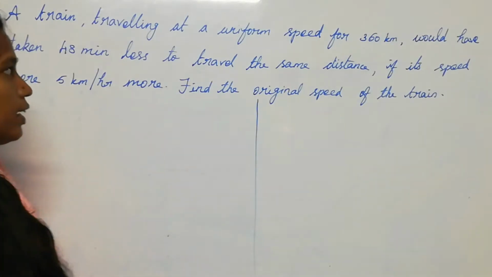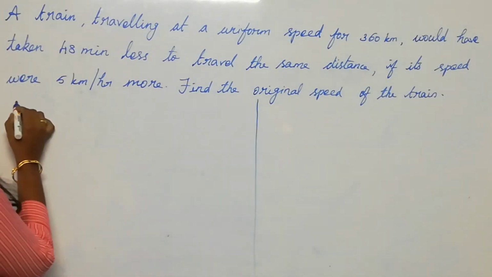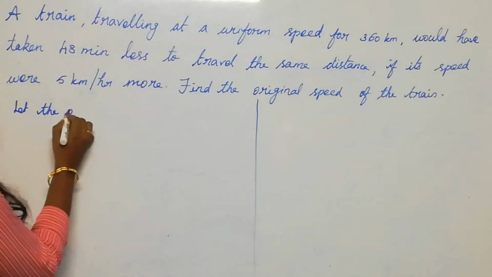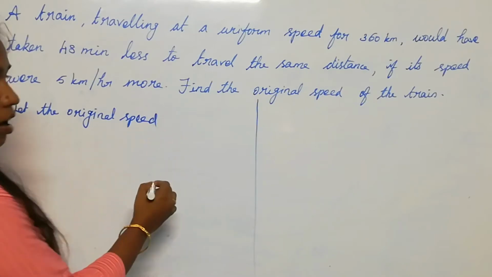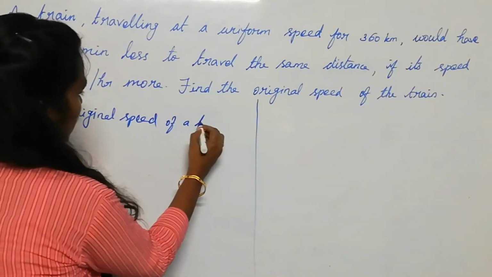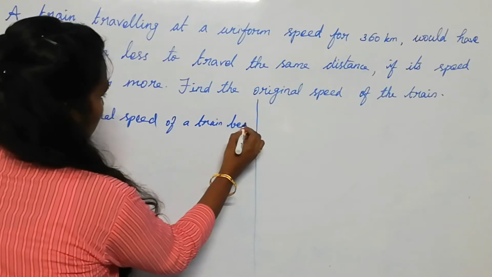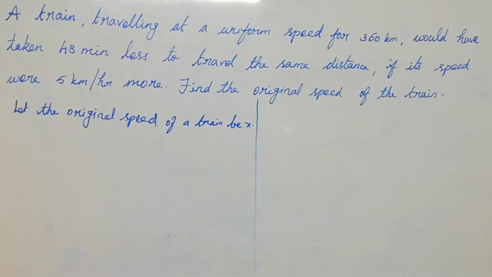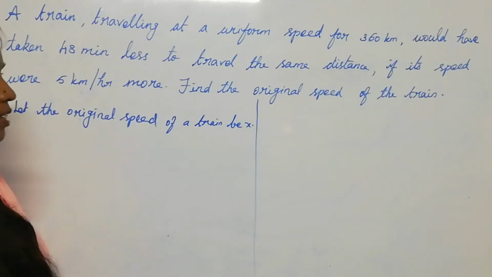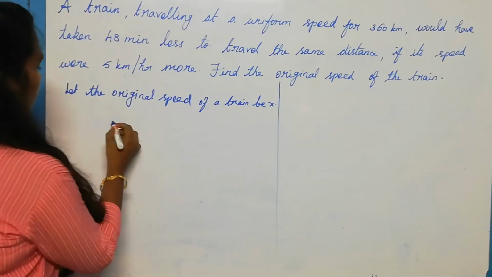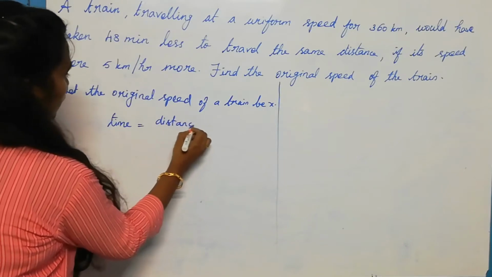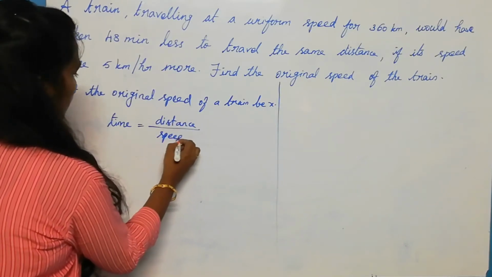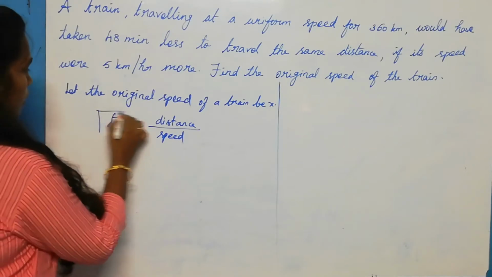Okay, so now we can write, let the original speed of the train be x. Okay, let the original speed of the train be x. Then what's the formula for time? Time is equal to distance by speed, isn't it? Time is equal to distance by speed.